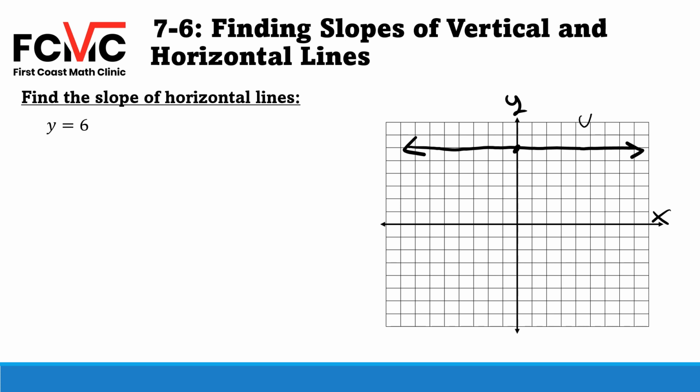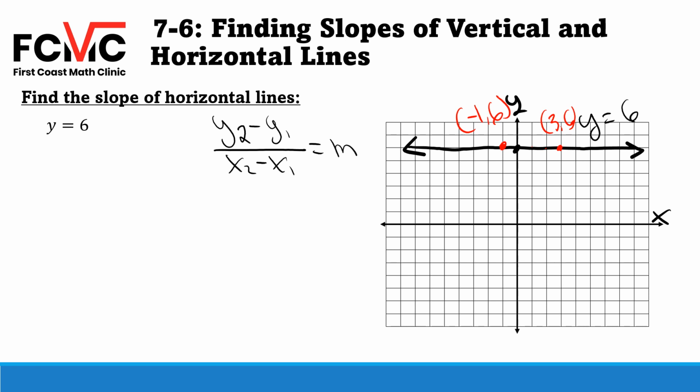So this is the graph of y equals 6, and I'm going to pick 2 points here. So I'll pick this point right here. So this is -1, 6, and I'll pick this point right here. This is 3, 6. Okay, so we know our formula for slope is y2 minus y1 over x2 minus x1. That's going to give us our m value, our slope. So our coordinates, -1, 6, and 3, 6. I could have picked any 2 points on this line. I just chose -1, 6, and 3, 6.